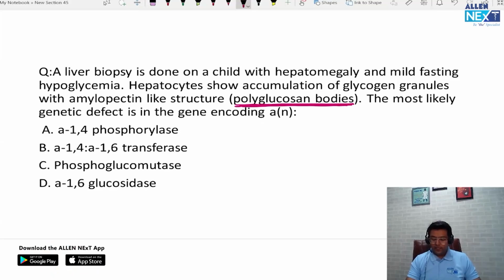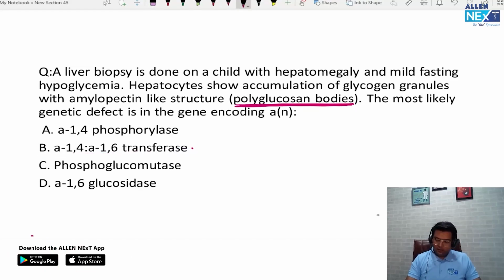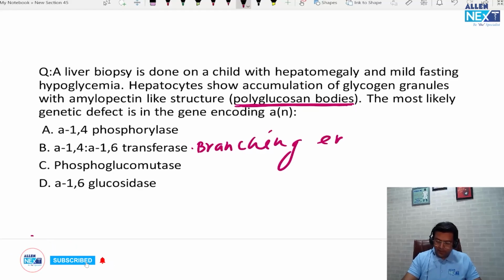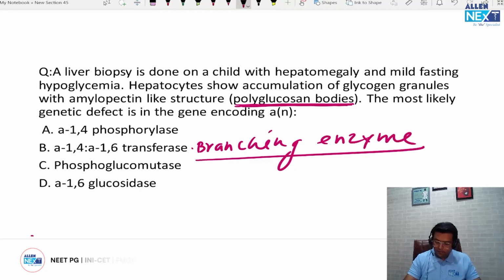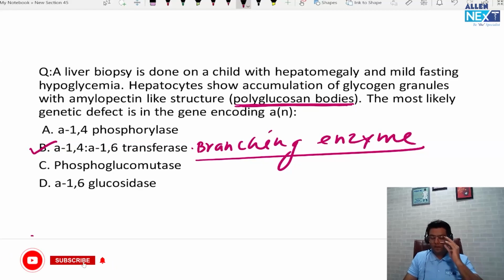So guys, what is the most likely genetic defect? I told you it's a case of Anderson's disease, and option B is the correct answer. Right? Option B, that is our branching enzyme. I mean to say this is our branching enzyme. Okay. So it's easy, right? Nothing difficult here. It's an easy one. Okay. Right, guys. So that's what we have discussed about glycogen synthesis.